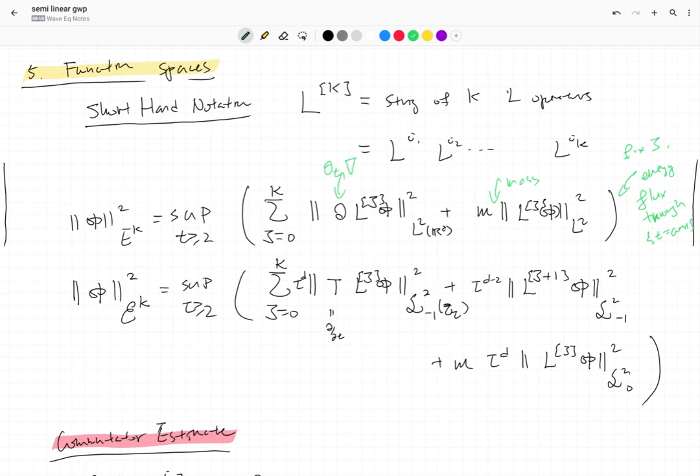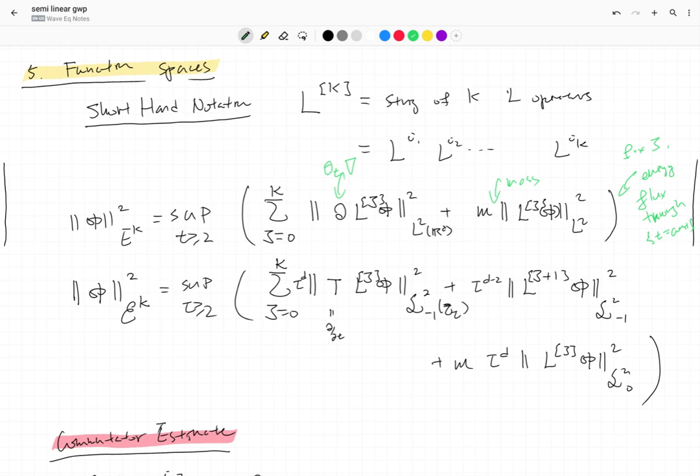By the way, inside here, these are L2 norms taken on the constant T slice. So I'm going to take the supremum over all T bigger than or equal to 2. Remember, we're only solving the equation in the domain T bigger than or equal to 2. So I'm taking the supremum over all times of the energy flux through the corresponding level set of time, and this is capital Ek. Capital E here just stands for energy. It's energy flux through the constant T slices.